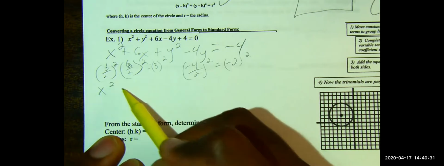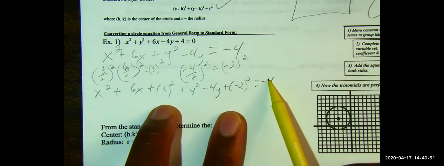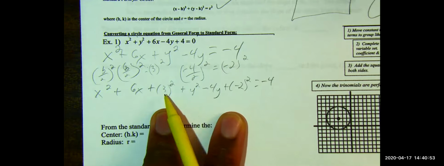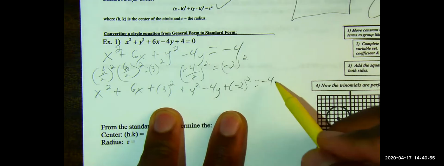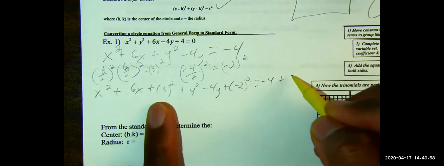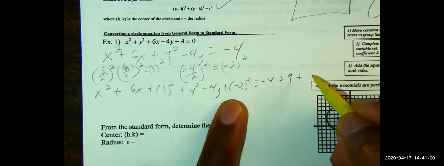So let's go ahead and rewrite these terms. x squared plus 6x plus 3 squared. Those are the x values, plus y squared minus 4y plus negative 2 squared equals negative 4. And remember, I'm going to add both these terms to the other side because just like a seesaw, we have to keep it balanced. So if I added this and this, I have to add it over here. So equals negative 4 plus 3 squared is 9 plus negative 2 squared is 4.